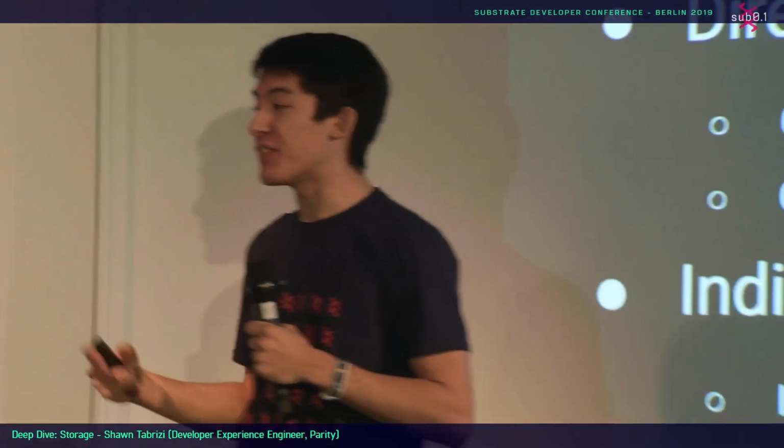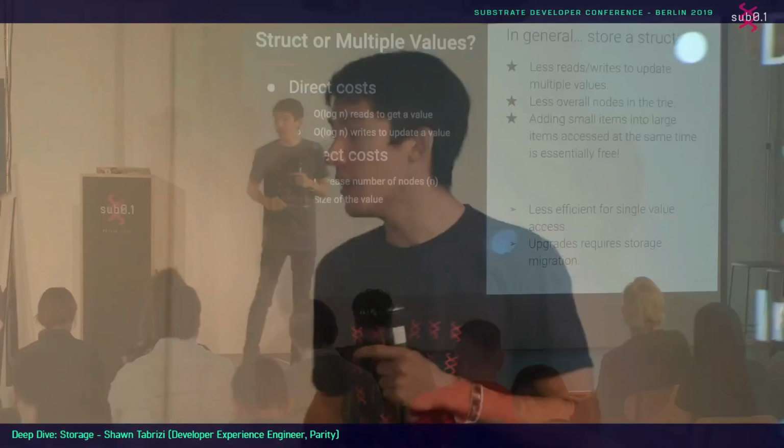But if you use a struct, there are some downsides too. It's less efficient for storing a single value. If you have a big struct and all you want is one piece of information, you have to load that entire piece of data. It's not as efficient if you know you're always accessing one piece of data individually.